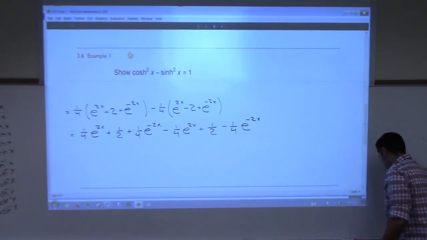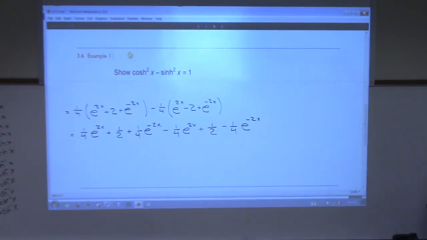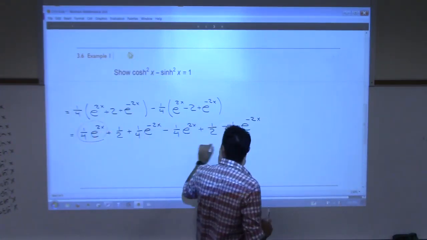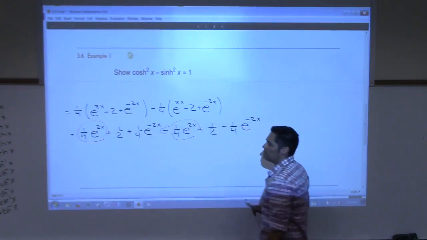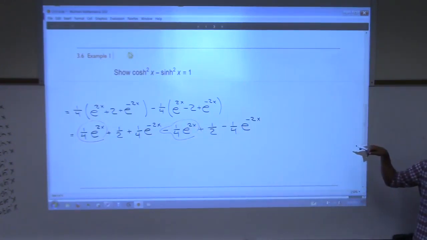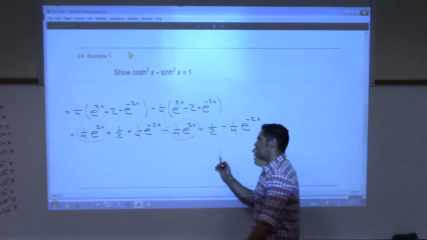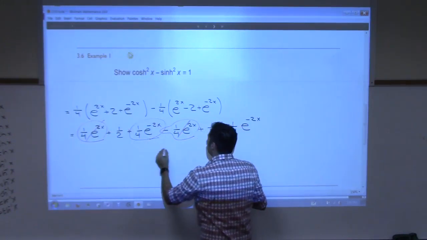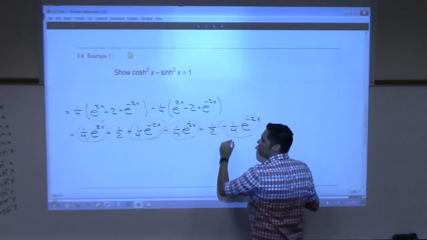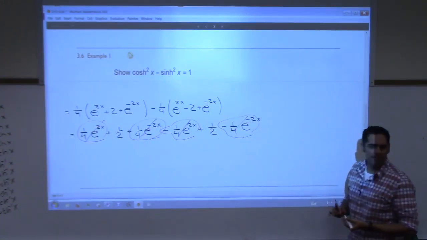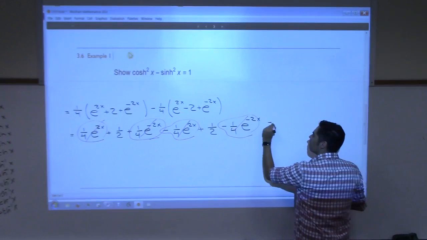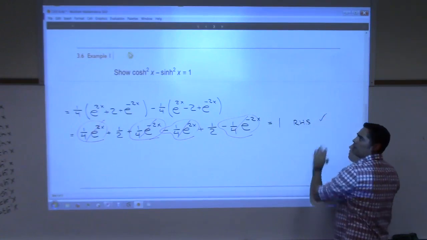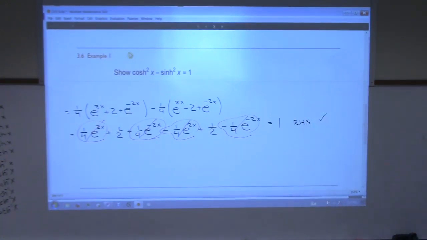Do y'all see what happens now? Lots of canceling now, right? Lots of things go away. This and this, where is it? There it is. Those are like terms because they have the same base, same exponent, right? E to the 2x. One of them's positive, one of them's negative. They cancel exactly. And then this one right here and this one right here go away. And the only thing you're left with is 1/2 plus a half, which is 1. That's the right-hand side, right? Check. I've shown that that is an identity.